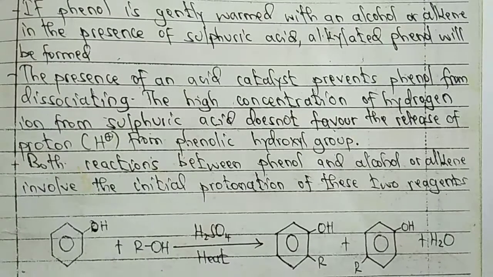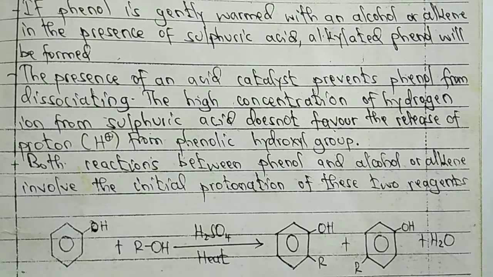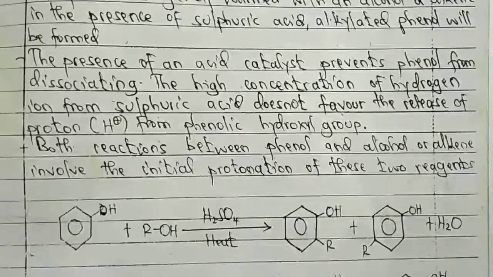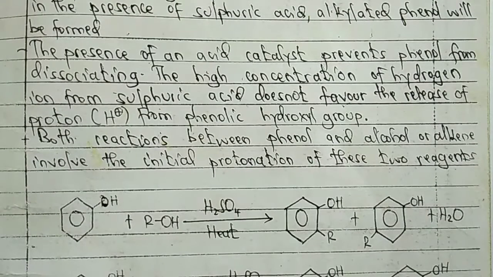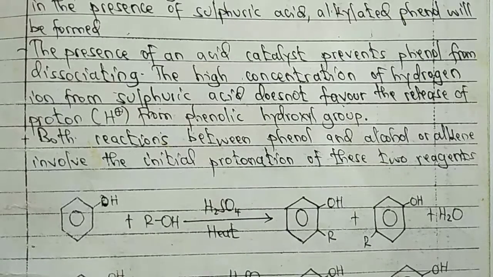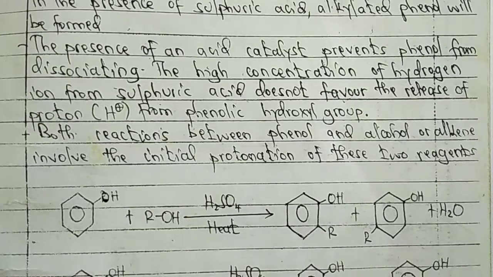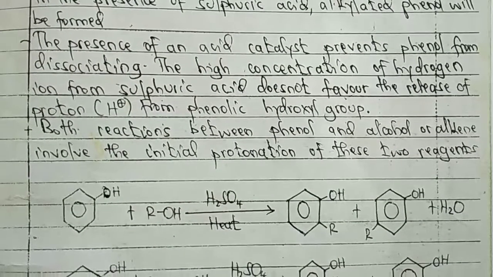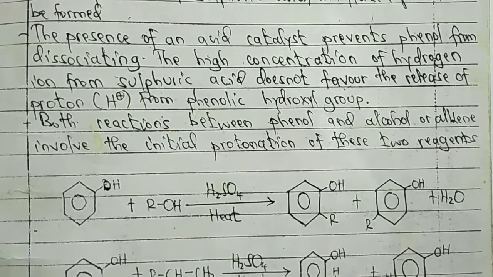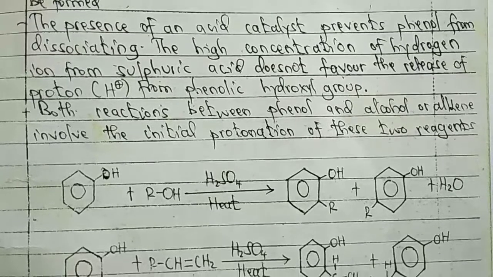the dissociation of this. Tenda kusoma pia hii kwenye acid base and salt kwamba kivipi presence ya na mambo ya solubility form 6 solubility, kivipi presence ya ions nyingine zina affect solubility fulani. So it's like that way. Kwa hiyo presence of acid prevents phenol from dissociating. The high concentration of hydrogen ions from sulfuric acid does not favor the release of proton from phenolic hydroxide group.